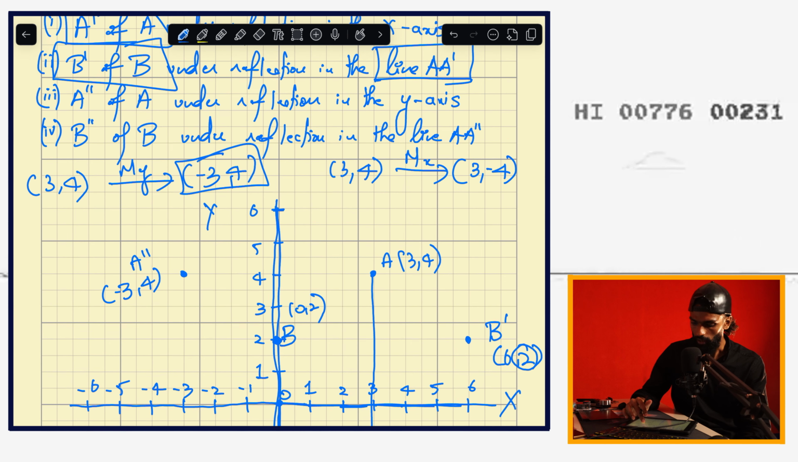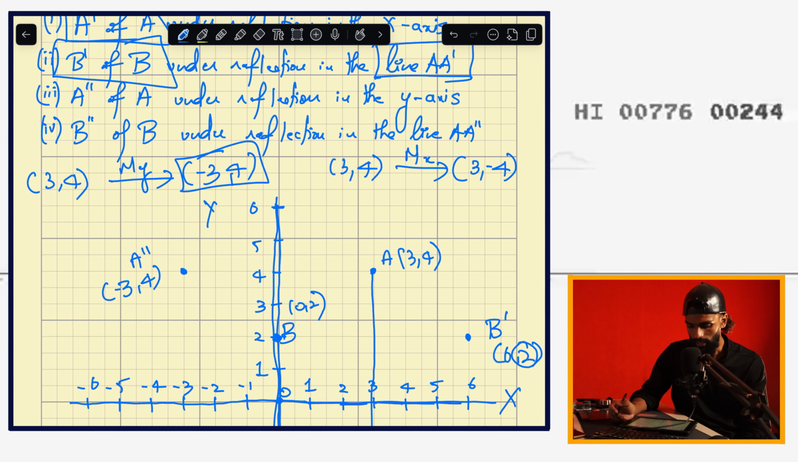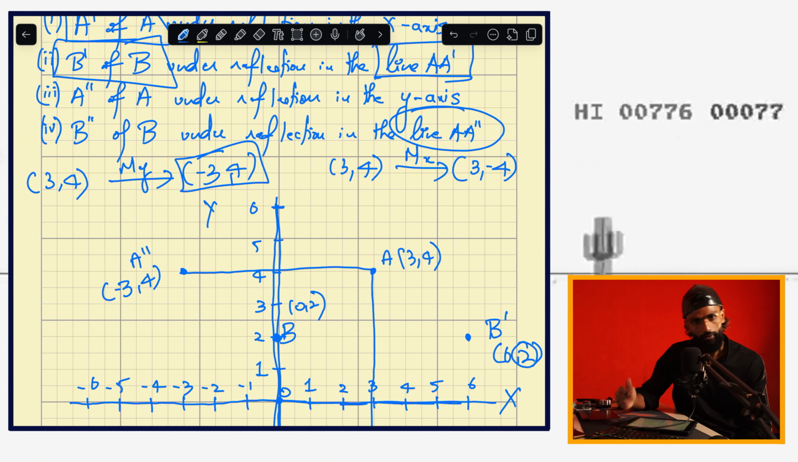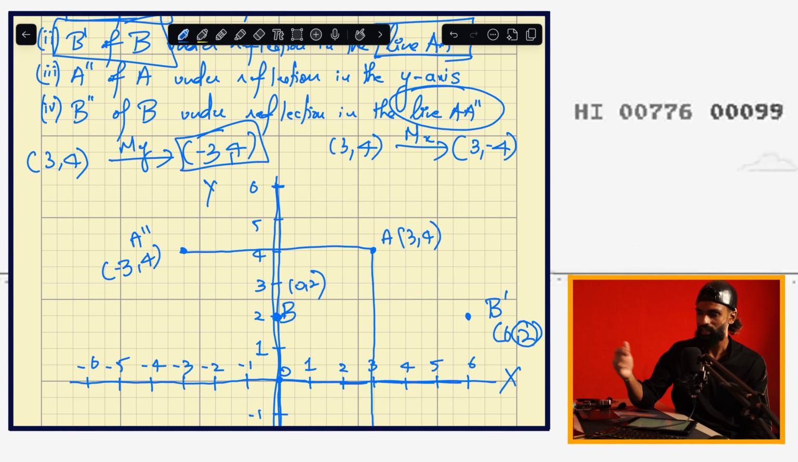So A dash, done. Now the fourth sub-question tells us I'm supposed to find the value of B double dash of B under the reflection of line A dash. So first thing, I'll have to join A dash. Guys, I know that I'm going fast. Can't help. You will have to watch this video again if you are getting confused, because it's a graph question. I just can't make the video long.